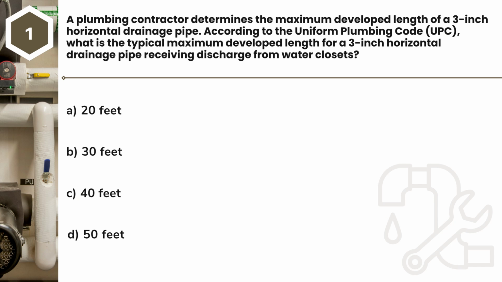Question 1. A plumbing contractor determines the maximum developed length of a 3-inch horizontal drainage pipe. According to the Uniform Plumbing Code, UPC, what is the typical maximum developed length for a 3-inch horizontal drainage pipe receiving discharge from water closets? A. 20 feet. B. 30 feet. C. 40 feet. D. 50 feet.